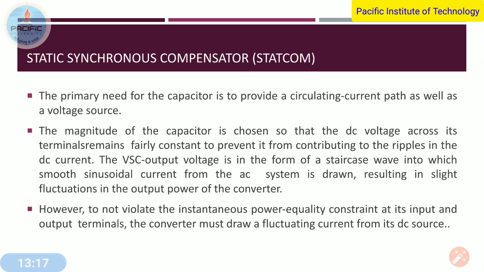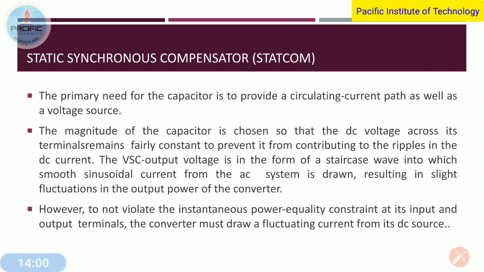So, what is the need of the capacitor in the STATCOM? The primary need for the capacitor is to provide a circulating current path as well as a voltage source. So the capacitor will be acting as the circulating current path provider. What is the magnitude of the capacitor so selected? The magnitude of the capacitor is chosen so that the DC voltage across its terminal remains fairly constant to prevent it from contributing to the ripples in the DC current. So the capacity of the capacitor bank must be such that it prevents the contribution to the ripple current.